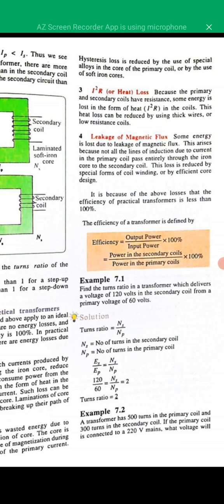Now, the formula for efficiency of a transformer is given by the power output over the power input, times 100%, or the power in the secondary coils. Don't forget, secondary coils are also called output coils. The power in the secondary coils over the power in the primary coils, times 100%. Calculations up next.